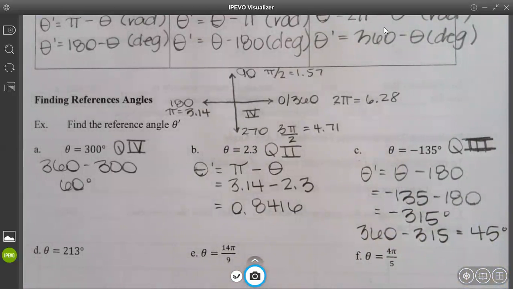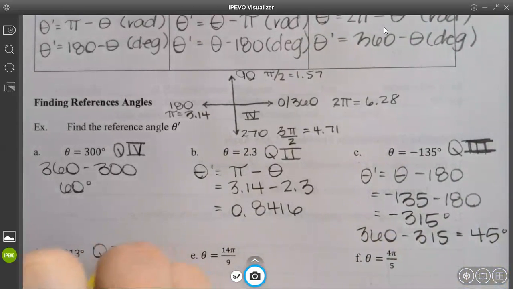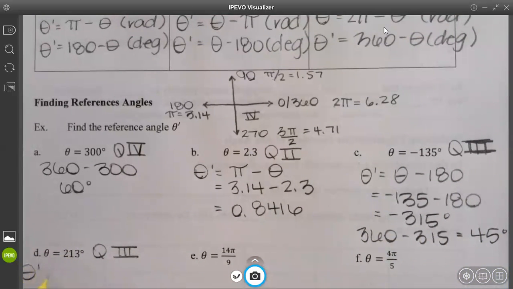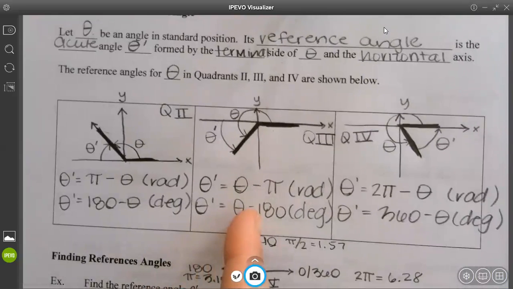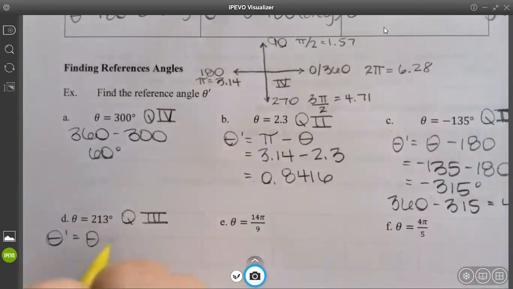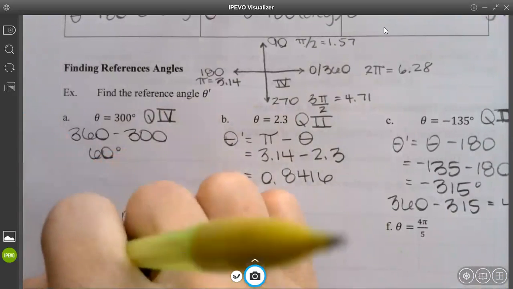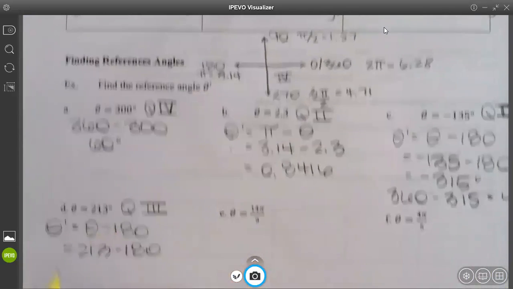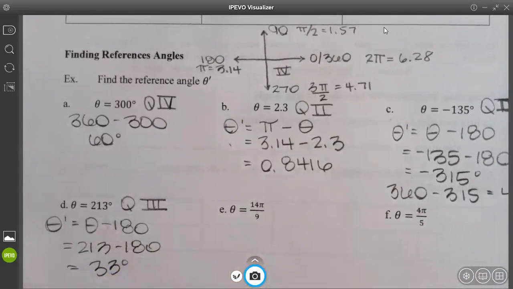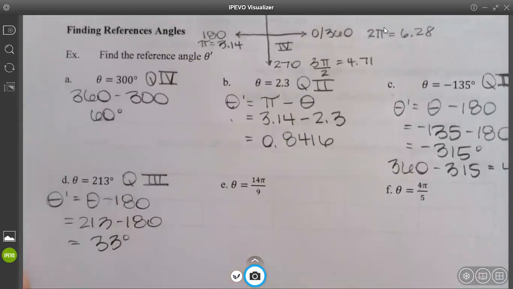213 degrees. Where's that going to be? Quadrant 3. So 213 is in quadrant 3. Quadrant 3 says, how do you find your reference angle? Quadrant 3 says theta minus 180. What's your theta? Minus 180, 33. That's your reference angle. All right.